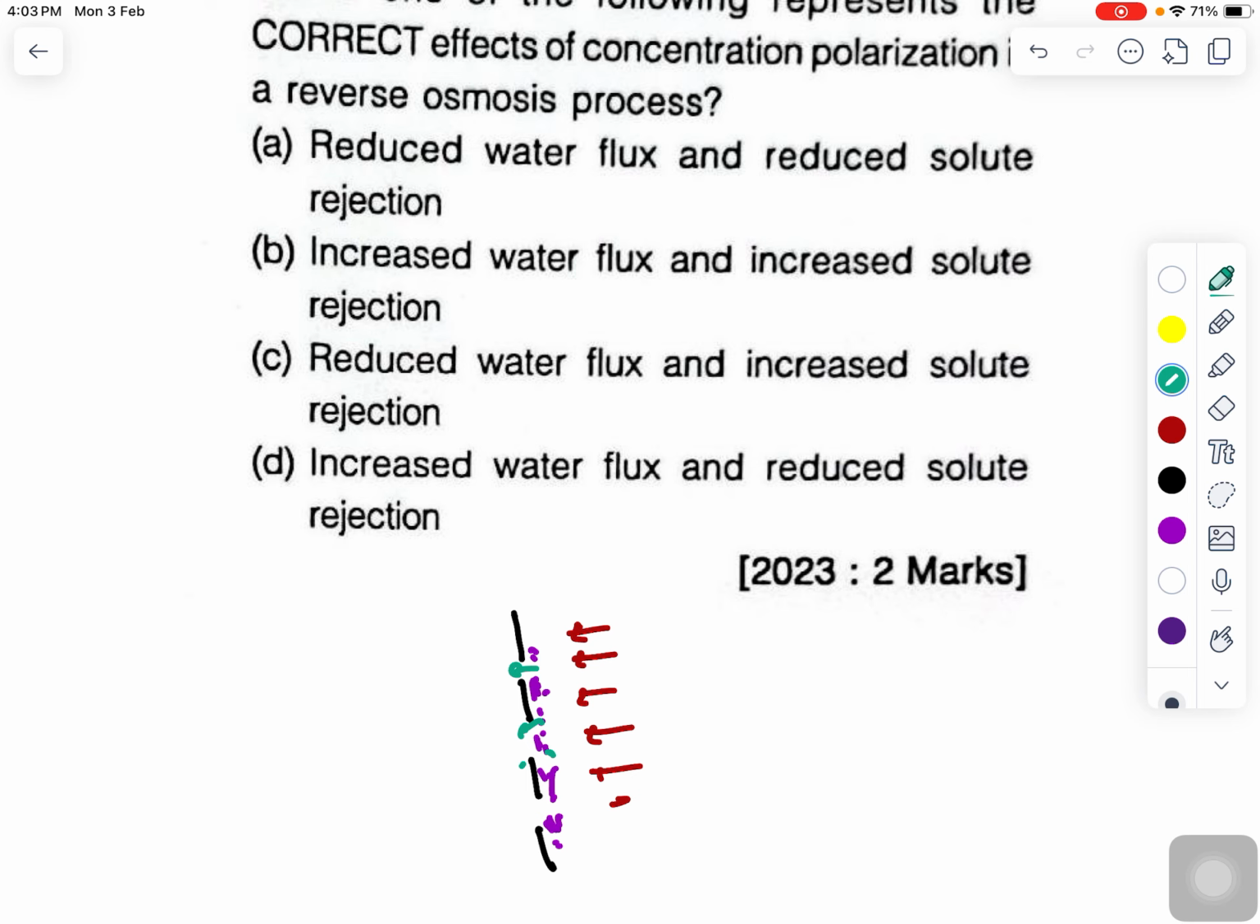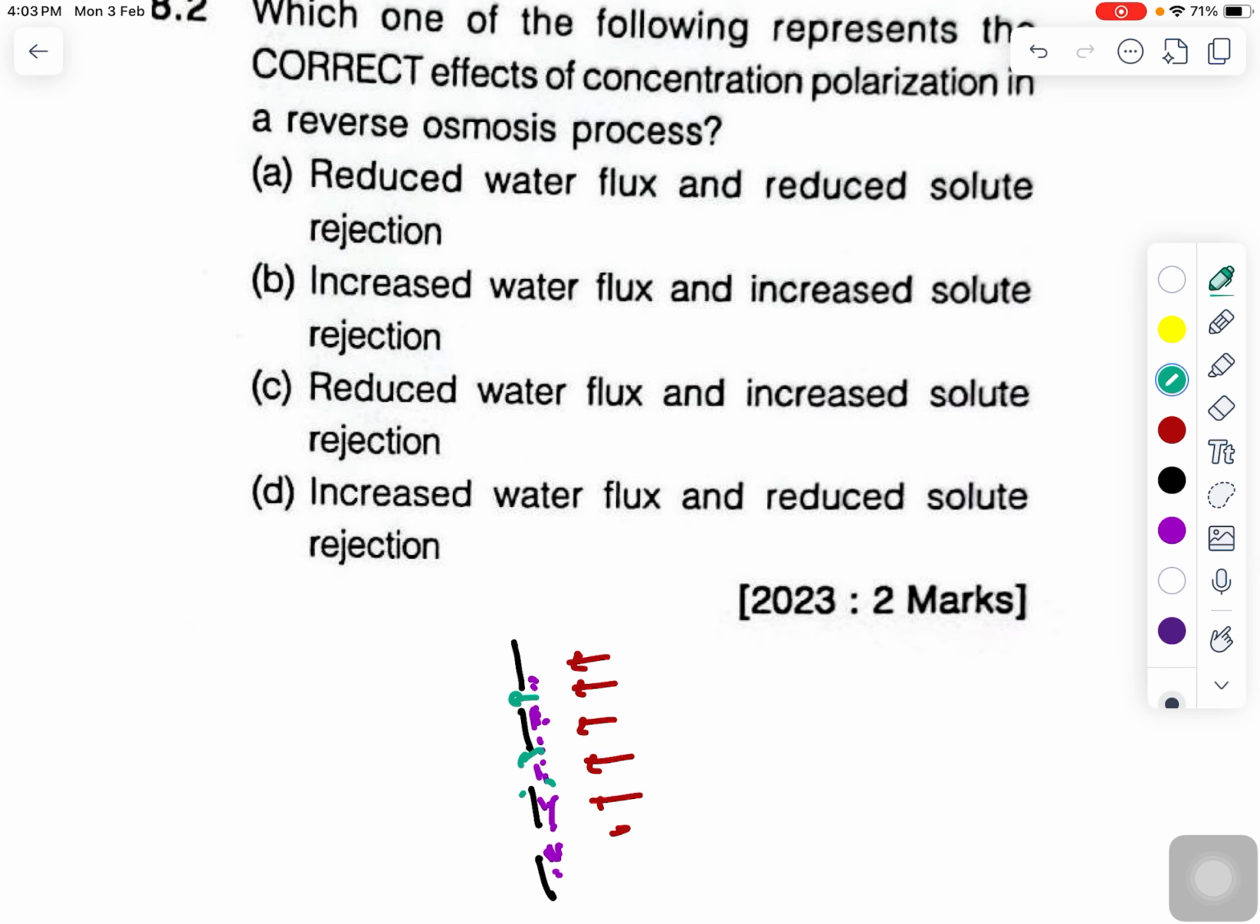So in this particular region, what will happen? The solute rejection will also get decreased. So here you can see what I have told you: due to the concentration polarization, the solvent flux will get decreased. So reduced water flux can be your answer. Now, reduced water flux and reduced solute rejection, or increased solute rejection? Obviously, since the pore is getting blocked in this region, solute rejection will get decreased. So this membrane won't work very well for reverse osmosis. So reduced solute rejection.